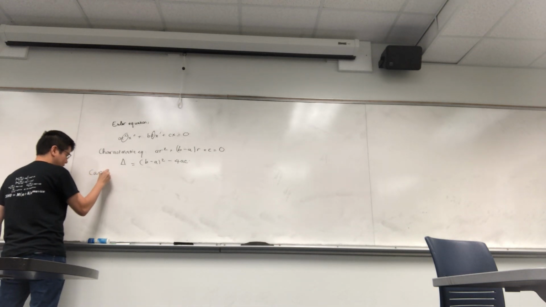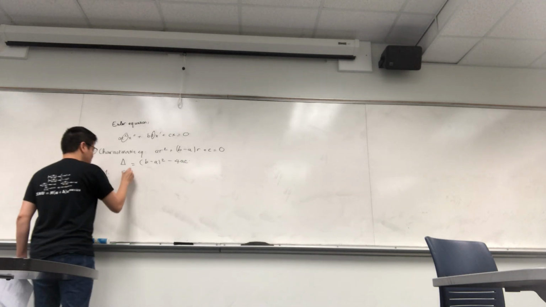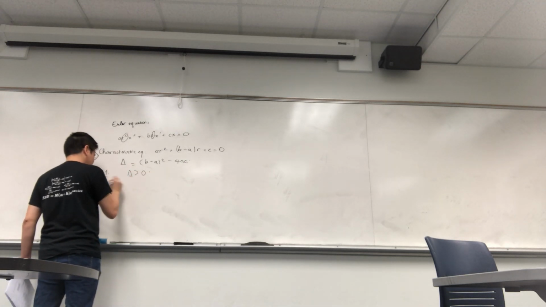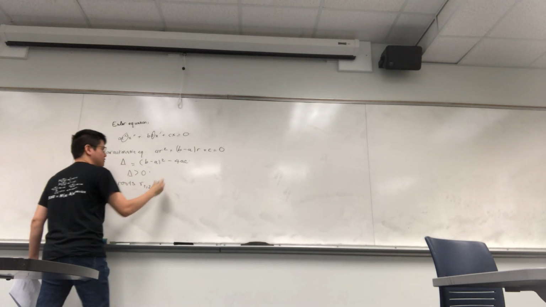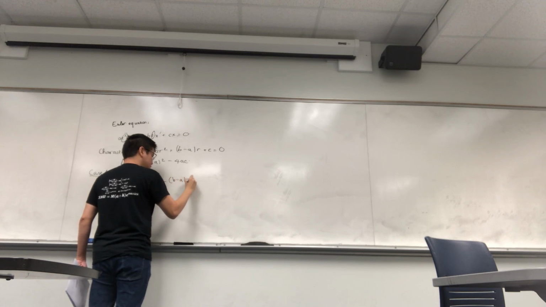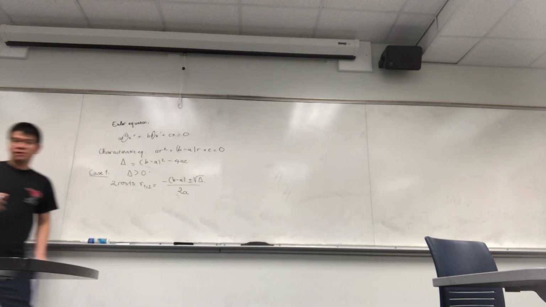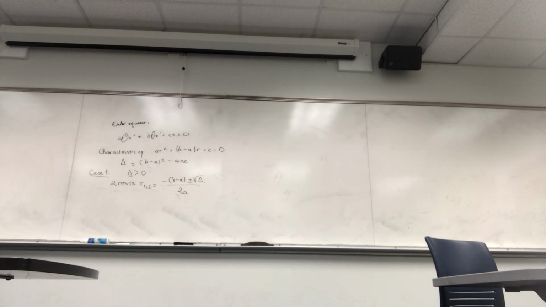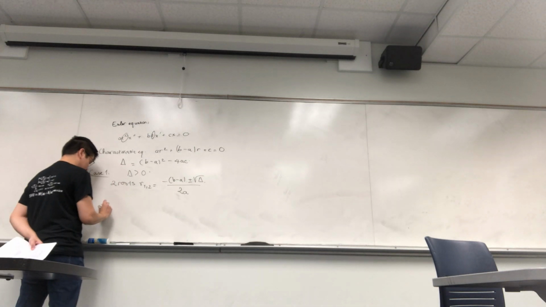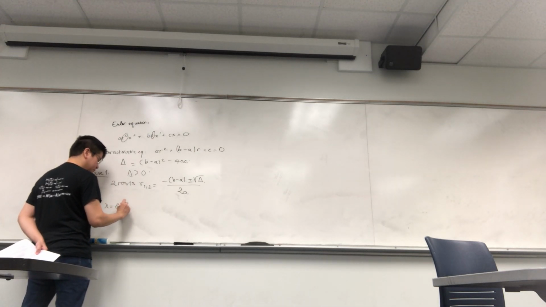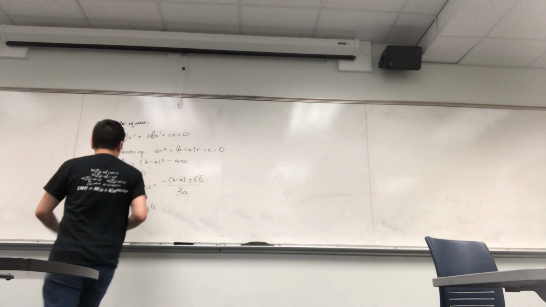Case number one. If delta is positive, you have two roots, R1 and R2. They are minus (b minus a) plus or minus square root delta over 2a. All right. So in this case, you have two solutions, and the general solution should be C1 t to the R1 plus C2 t to the R2, right?